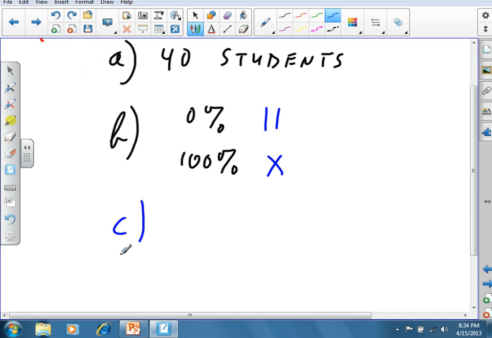C. If a grade of 6 or more was needed to pass the quiz, what percentage of the students passed the quiz? Okay, 6 or more. So I got 5, I have 11, I have 19, 23. So I got 23 out of 40 times 100% gives me an answer. I have 920. I hit the multiply button.